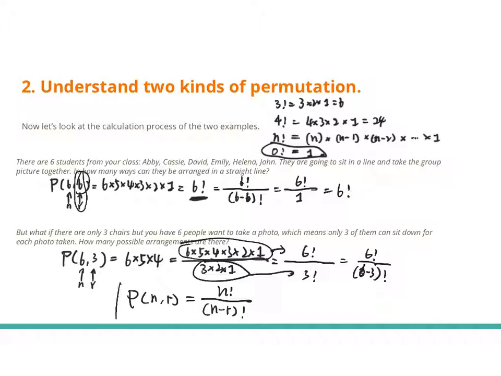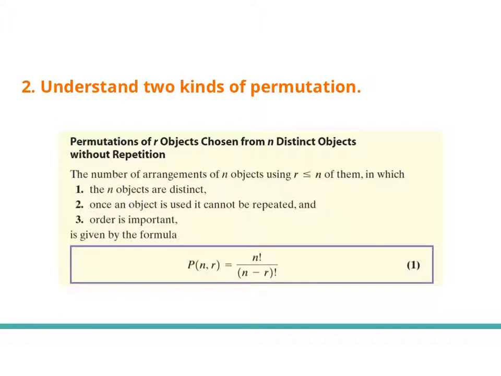So now the general formula is confirmed to be P(n, r) equals n factorial divided by (n minus r) factorial. So now we write down here, if the n objects are distinct and once the object is used, it cannot be repeated, and the order is important, so we use the formula of P(n, r), permutation of n objects taken r, that is n factorial divided by (n minus r) factorial.